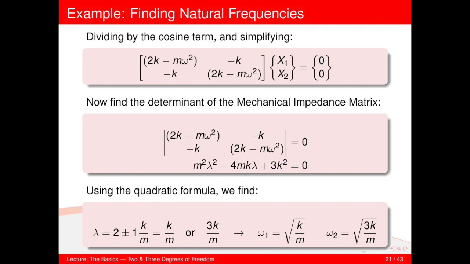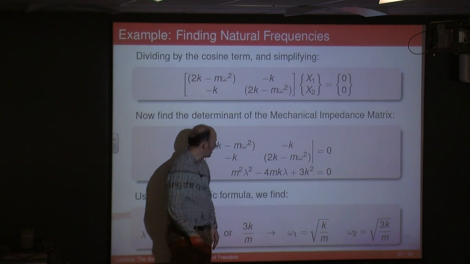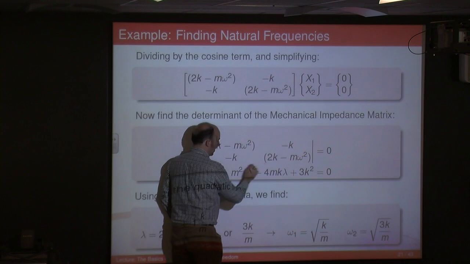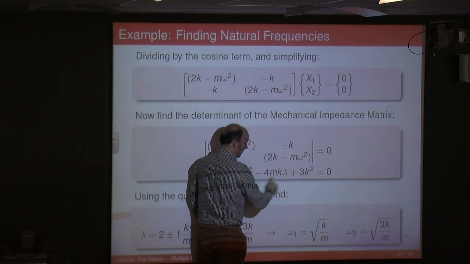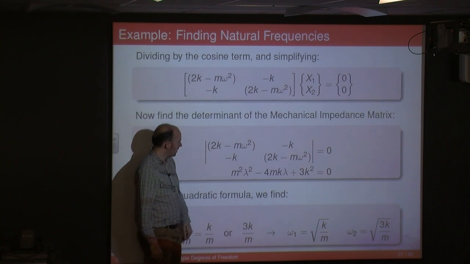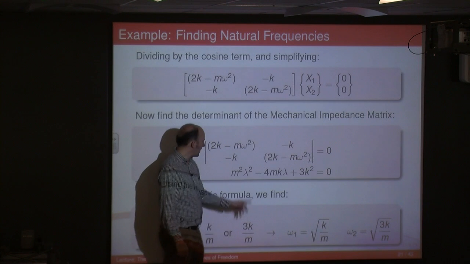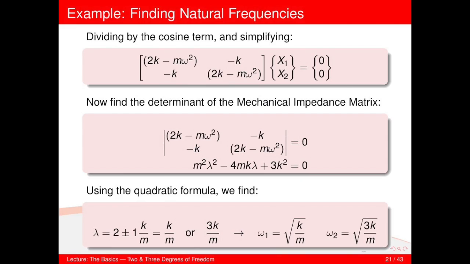You take the determinant of this, so you end up with this as your solution. When you multiply this term by this term, minus this term by this term, you end up with this as your equation: m squared lambda squared, plus 4, minus 4mk lambda, plus 3k squared. What I've done is I've replaced the omega squared term by lambda.